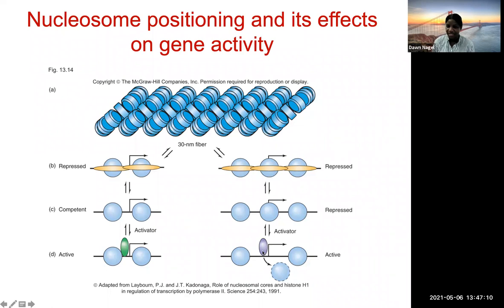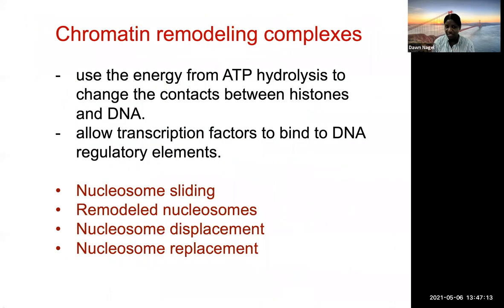The way this is done is through a set of proteins called chromatin remodeling complexes. These proteins are highly ATP dependent, and they help to change the interaction between the histones and the DNA. By doing so, they're able to help the transcription factors, such as transcription activators, bind to the DNA elements and recruit all of the transcription machinery.